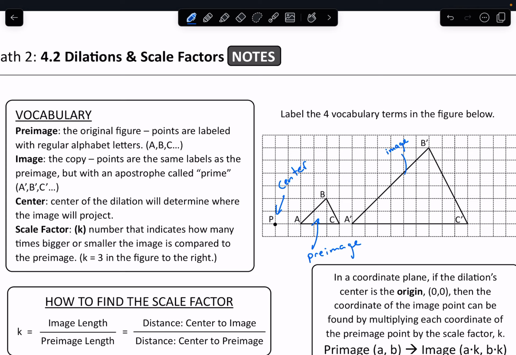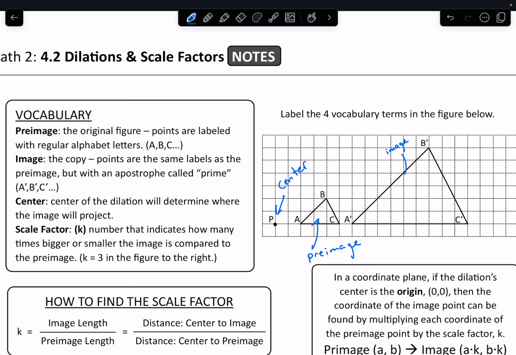Now, the scale factor is basically what you multiplied the original by to get the new image. So if the image is larger than the pre-image, then you multiplied by a number bigger than 1. That's how we blow things up. We make them twice as big by multiplying everything by 2. We make it 10 times as big by multiplying everything by 10. If we want the pre-image to go smaller, then we would multiply by a fraction.